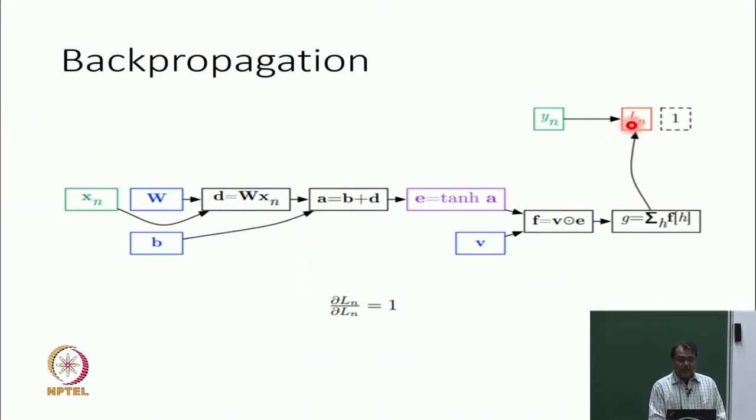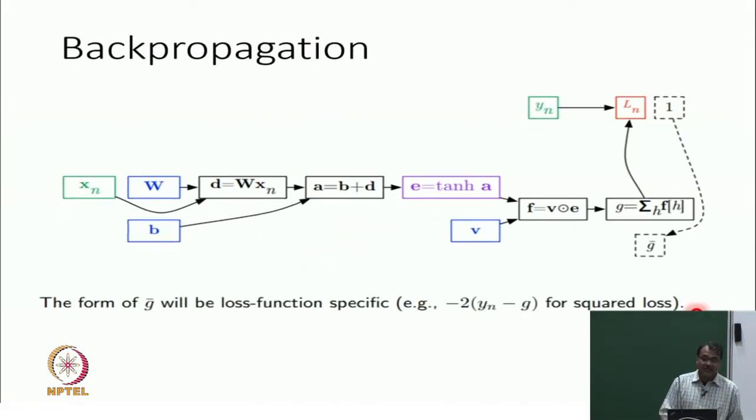And the form of g bar will be function specific, loss function specific. For example, if the loss function is (yn minus g) whole squared, then the derivative would be minus 2 times (yn minus g). This would be g bar. So the g bar computation depends on the loss function. If it's cross entropy, it will be the derivative of the cross entropy function. If it's a squared loss, it will be the derivative of the squared loss function, and so forth. But let us say we computed g bar.